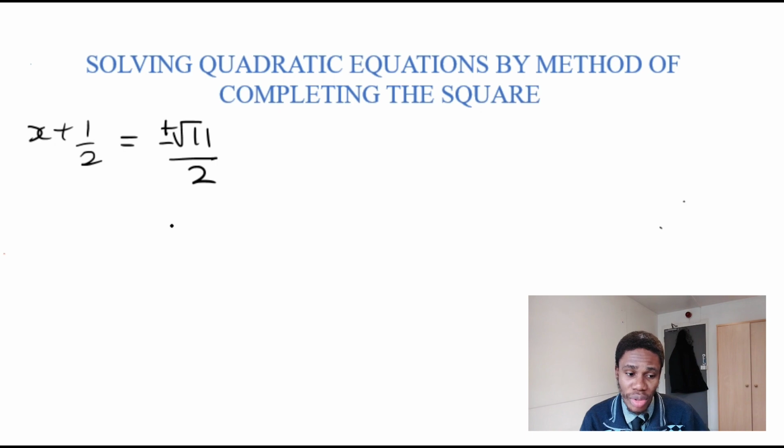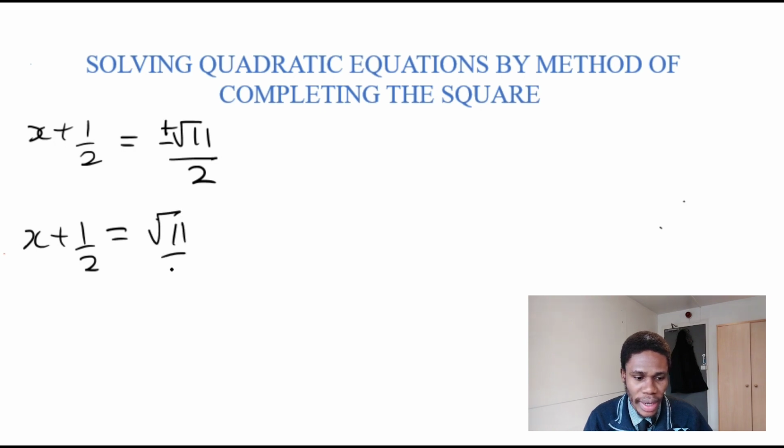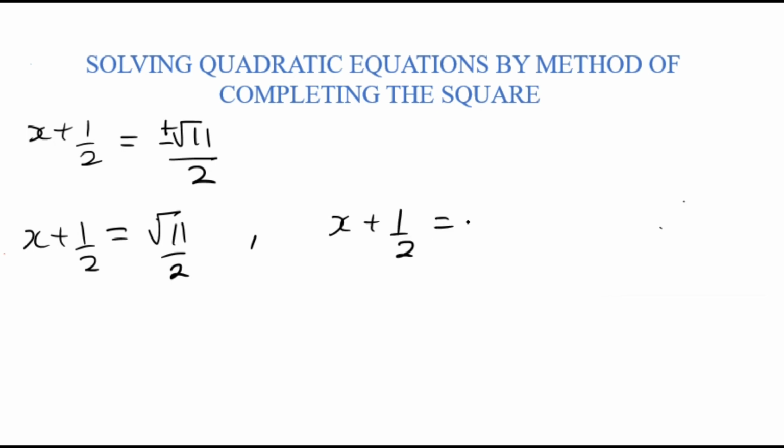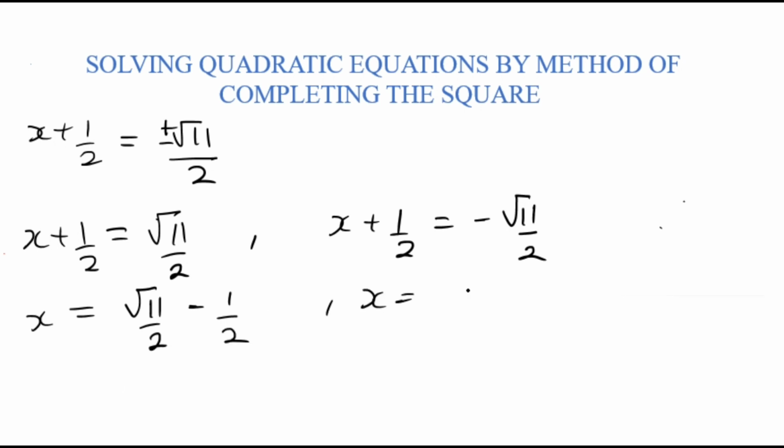So these our two solutions are going to be x plus 1 out of 2 equals positive square root of 11 divided by 2. And our second solution is going to be x plus 1 out of 2 equals negative square root of 11 divided by 2. So x equals square root of 11 divided by 2 minus 1 out of 2. Or x equals minus square root of 11 out of 2 minus 1 out of 2. And that's our final answer.